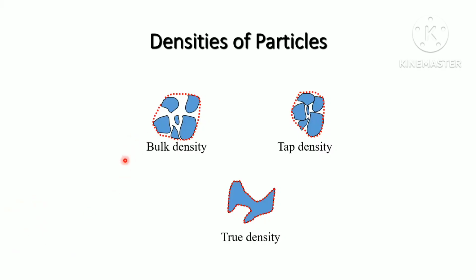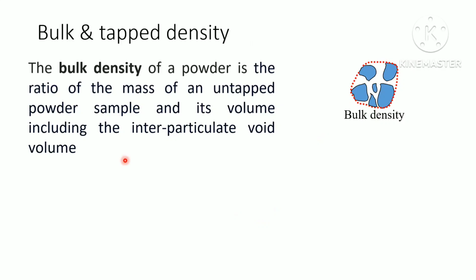In bulk density, the bulk density is the ratio of mass of untapped powder sample and its volume. And this volume includes interparticular spaces, voids, and pores. So it is inclusive of all the voids and the pores that are present within the powder sample.